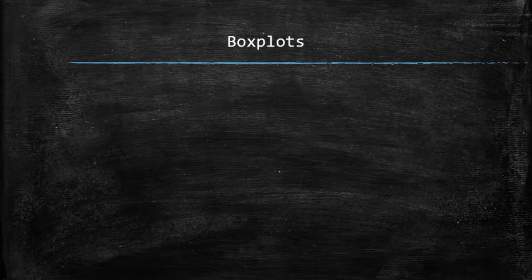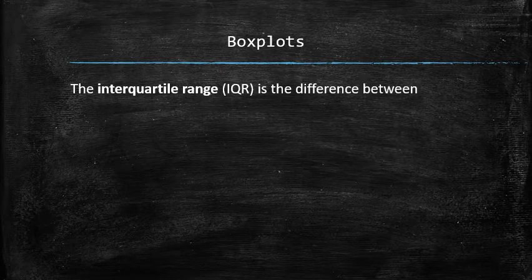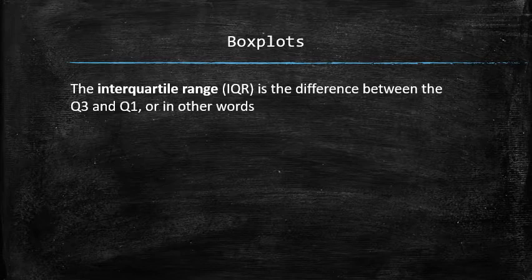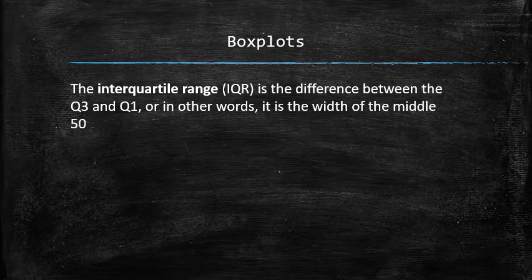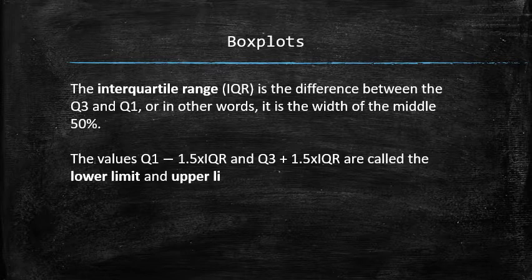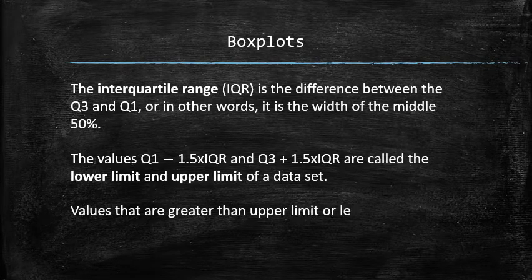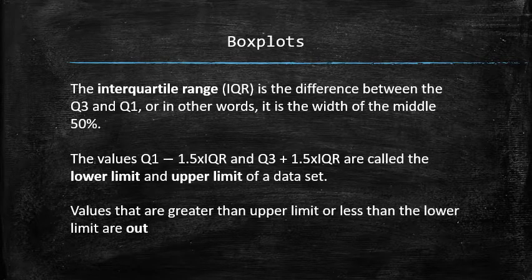One of the two goals that we are trying to accomplish is to learn how to identify the outliers. For that, we are going to need the following vocabulary. The interquartile range, IQR, is the difference between the Q3 and Q1, or in other words, it is the width of the middle 50%. The values Q1 minus 1.5 IQR and Q3 plus 1.5 IQR are called the lower limit and the upper limit of a dataset. Values that are greater than the upper limit or less than the lower limit are called outliers.